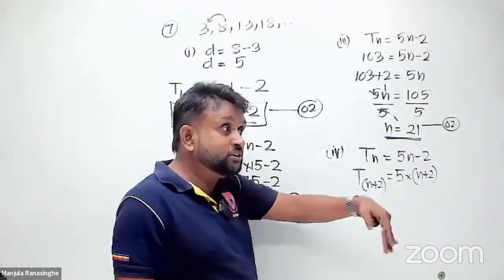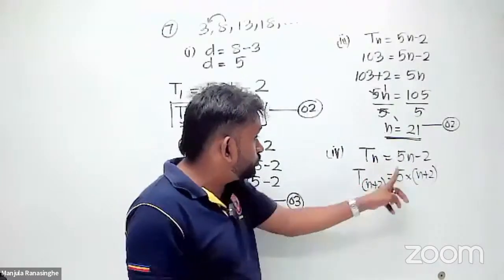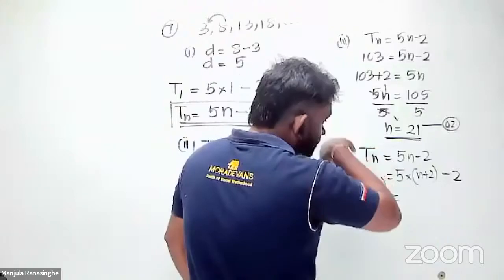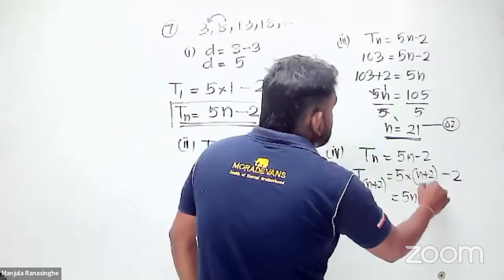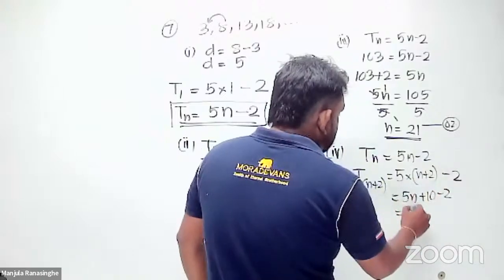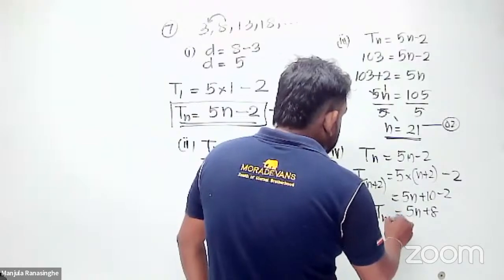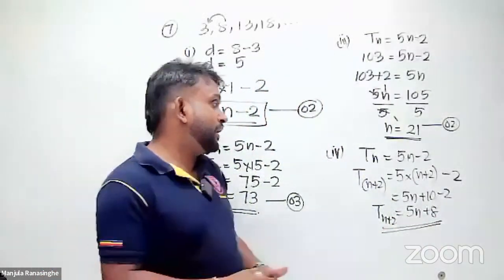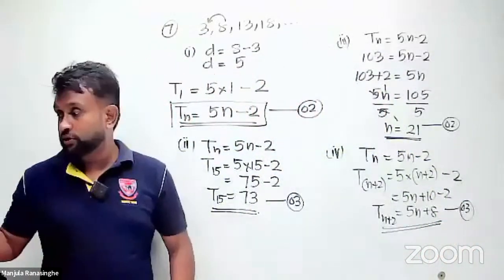It is like the 10th term, 15th term, 100th term, likewise n plus 2. So 5 into n plus 2, minus 2 there. Now remove the bracket. 5 into n, 5n, 5 into 2, 10, then minus 2. Then you can simplify 10 minus 2 is 8. So T(n plus 2) equals 5n plus 8. You have 3 marks there. So that's the 7th question.